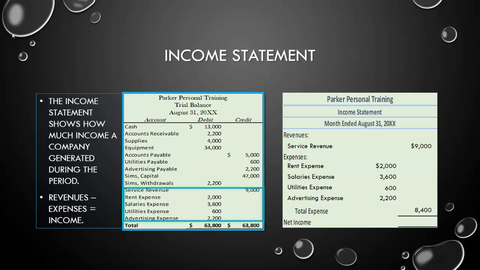Regardless, we're ready to figure out what our net income was. It was our revenues, all of the work that we did during the period, minus expenses, all of the necessary costs that we incurred during the period. We had $9,000 in revenues, minus our $8,400 in expenses, means our income was $600 for the period. And we're done with the income statement.